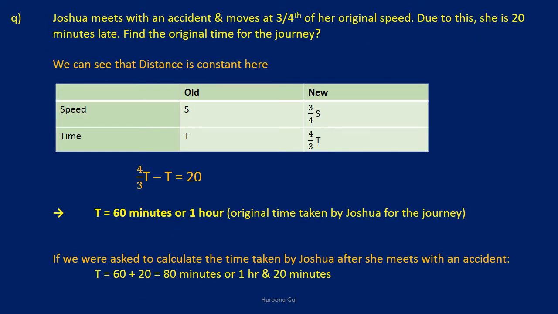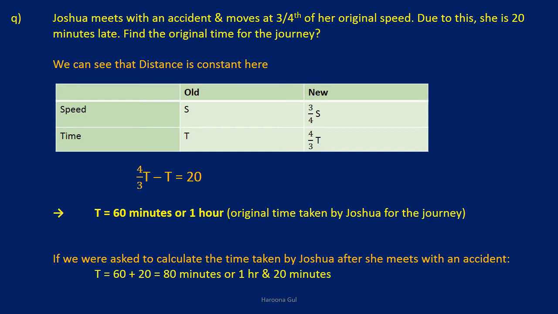This question says that Joshua meets with an accident and moves at 3/4 of her original speed. Due to this, she is 20 minutes late. Find the original time for the journey. Now, our first step should be to see what is constant here. And according to this problem, we can see that distance is constant here, but speed and time are changing. Our second step should be to see the relationship between speed and time, which is inverse. Therefore, a change in speed will bring about an inverse change in time.